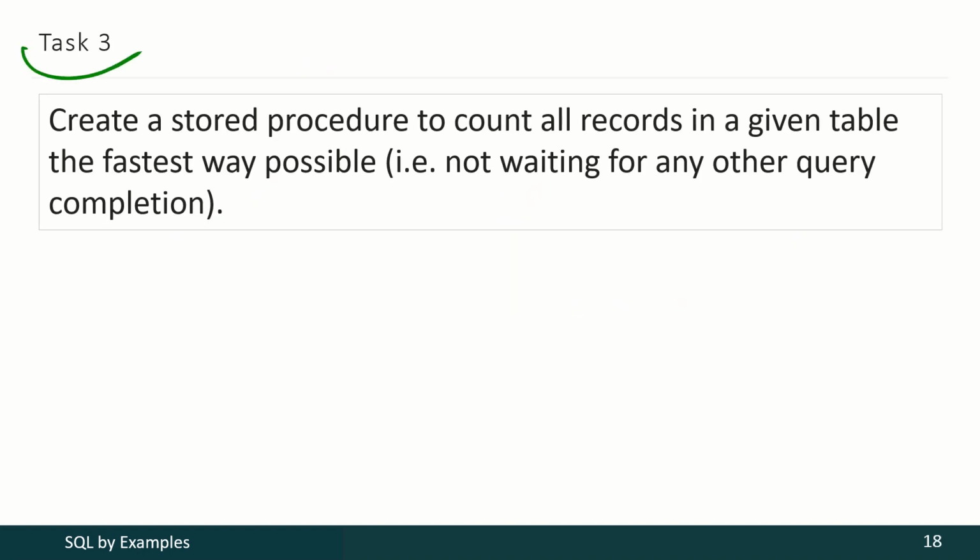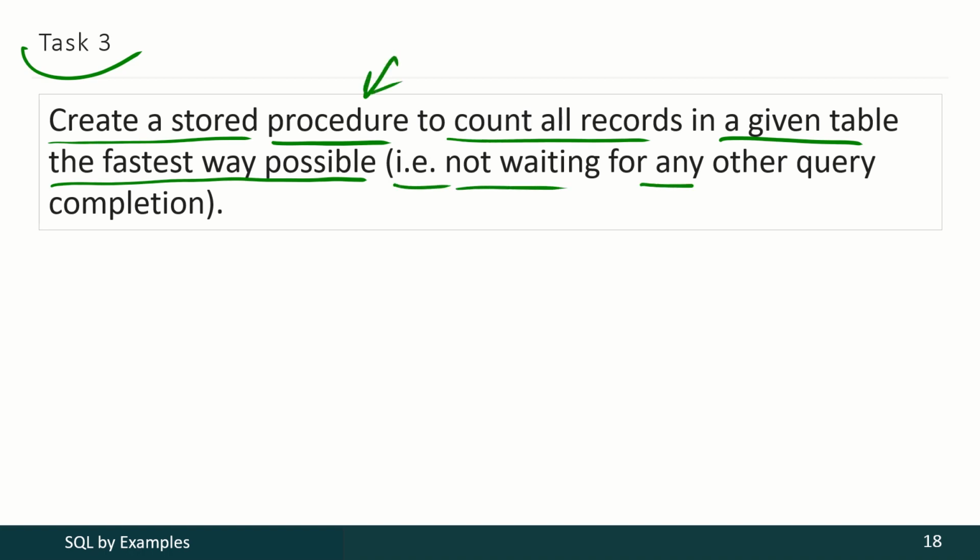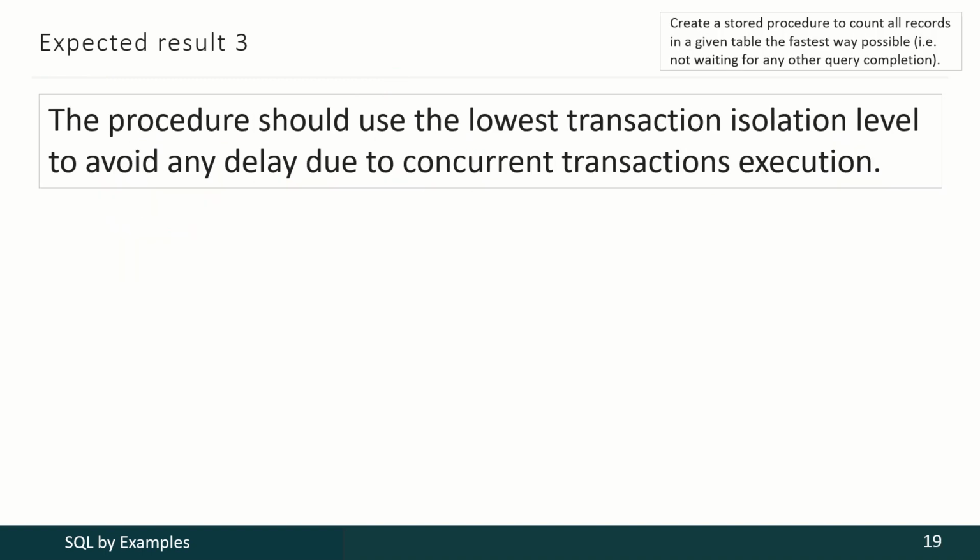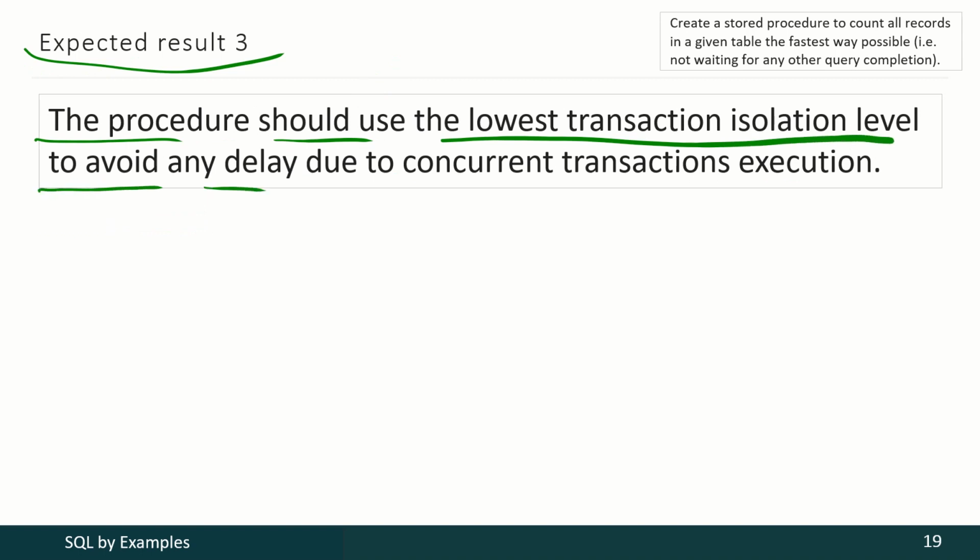In the final task here, we have to create a stored procedure to count all records in a given table the fastest way possible. That means that our procedure should not wait for any other query completion. The expected result here is that the procedure should use the lowest transaction isolation level possible to avoid any delay due to concurrent transactions execution.